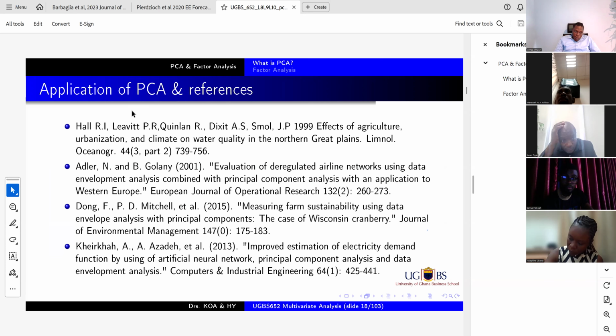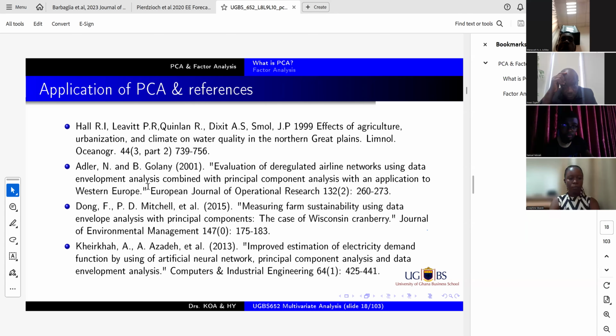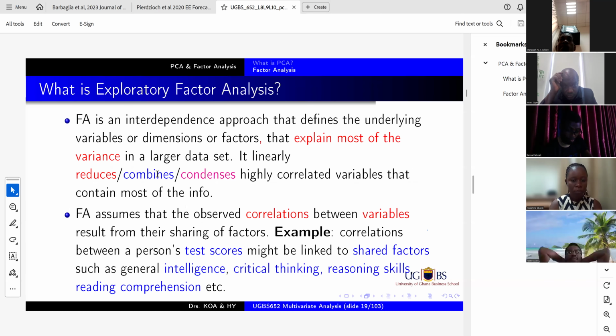So that is how you want to attack this. You want to read some of this information here, to be able to capture what we really mean when we talk about the principal component. Very good. Any questions so far?